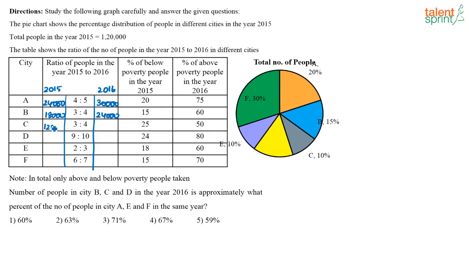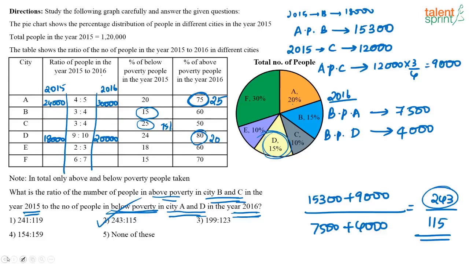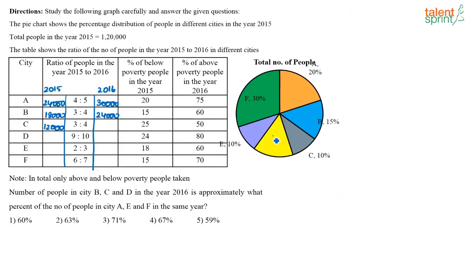Similarly, if you look at city C, how many people are there? 10%, that is 12,000. Let us just write down this first. Now if you look at city D, what percentage is given here? Let me look at 15%, right? D was 15%, that is missing here. So D is 15%, means again 18,000. And then if you look at E, again 10%, that is 12,000. If you look at F, 30%. So 30% is 36,000, right? 12,000 into 3, that is 36,000.